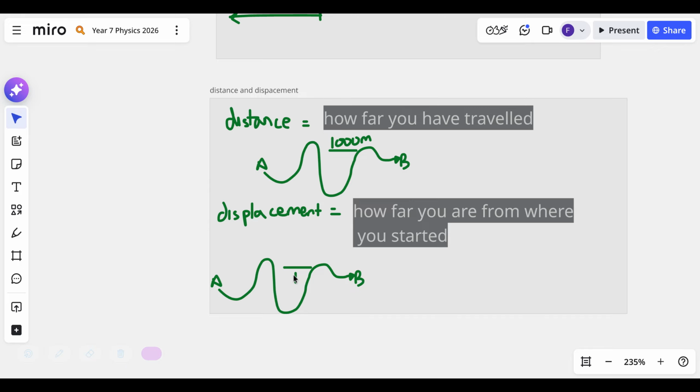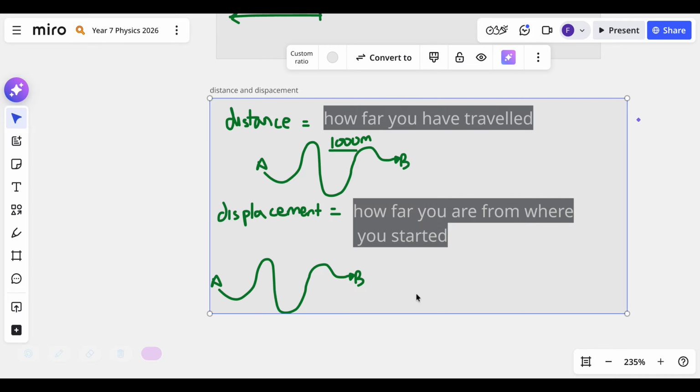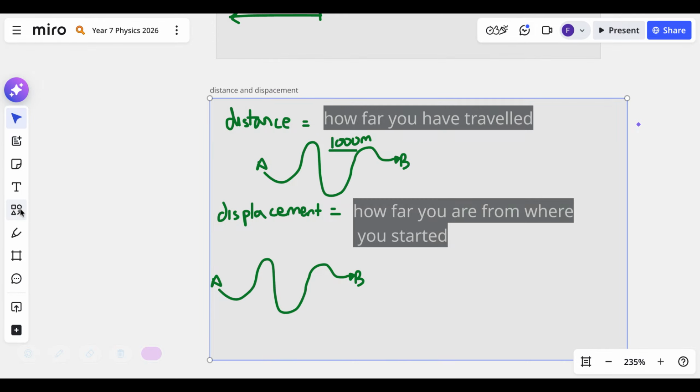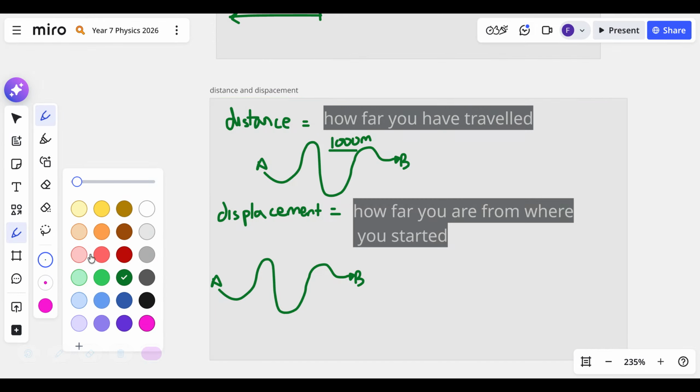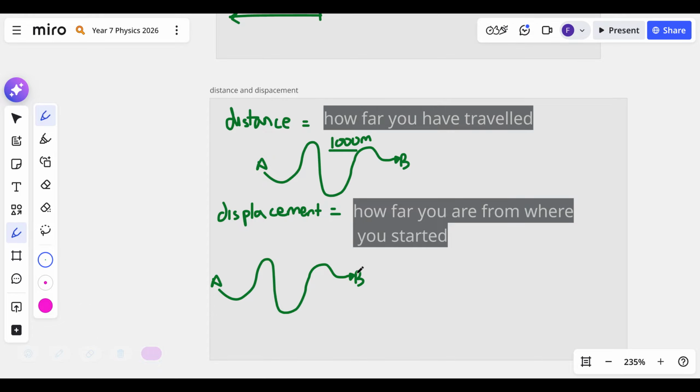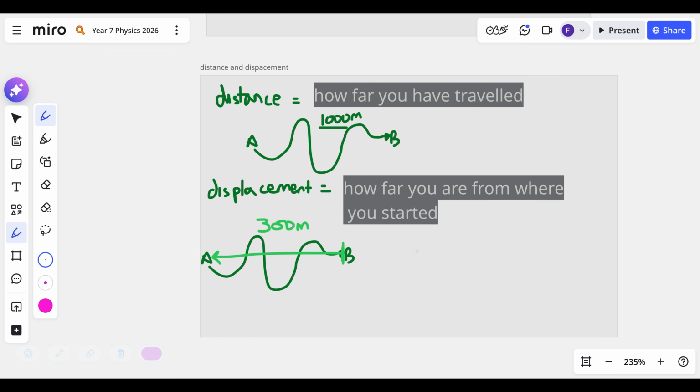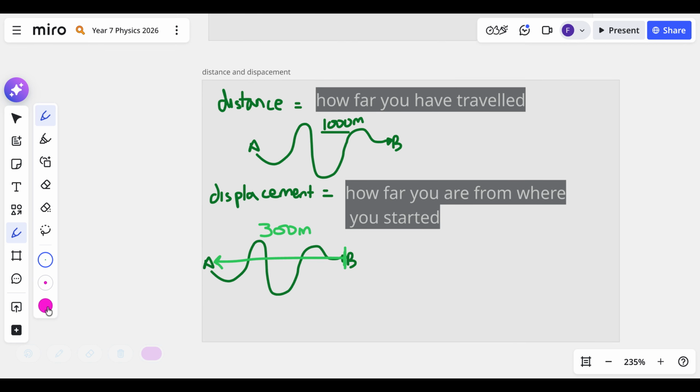So as we start, we travelled a distance of 1,000 meters. So what is displacement? Well, displacement is how far you are, let's change colour, from B to A and the direction. And that might only be 300 meters, and it's a straight line. None of the left, right, up, down. How far you are from where you started.